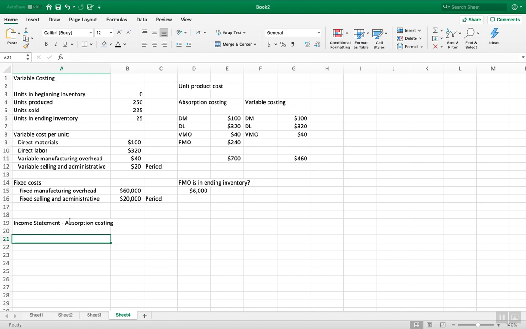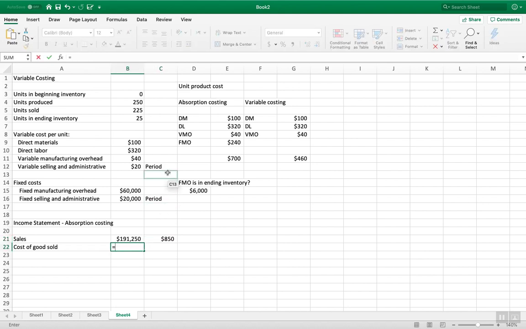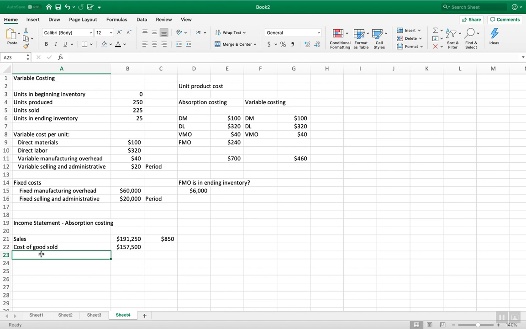This is what we use according to generally accepted accounting principles. So let's say I sold 225 units, and my sales are 191,250. My sales per unit was 850. For my cost of goods sold, I sold 225 units, and under absorption costing my cost per unit is 700. So my cost of goods sold is 157,500.